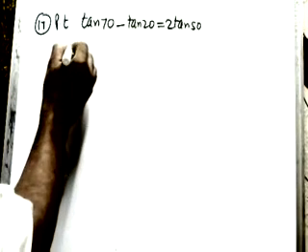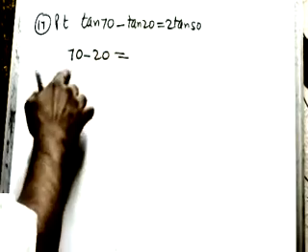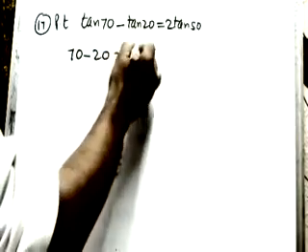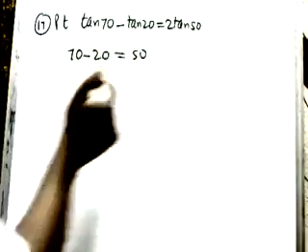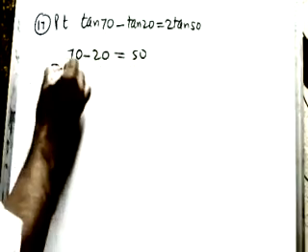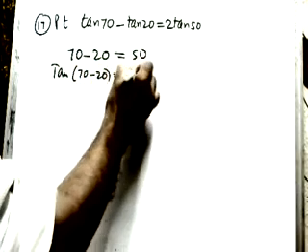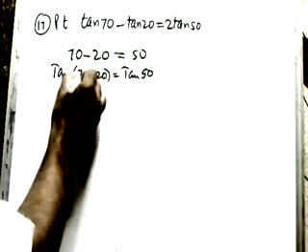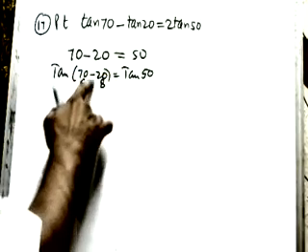Now see the next question. Tan 70 minus tan 20 equals, we have to prove, 2 tan 50. We have to start like this. Watch carefully. 70 minus 20. What will be the value of 70 minus 20? 50. So by seeing these angles, we have to start like this. 70 minus 20 is 50. Now apply tan on both sides. So tan of 70 minus 20 equals tan 50.